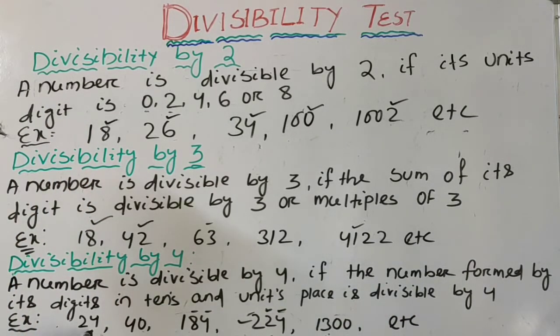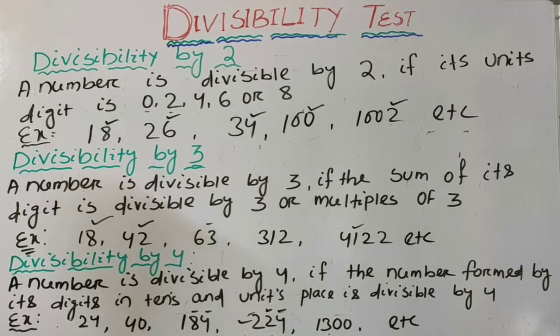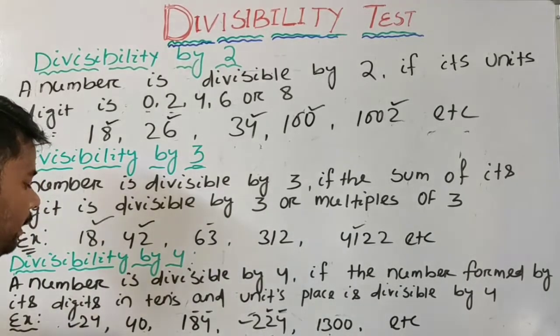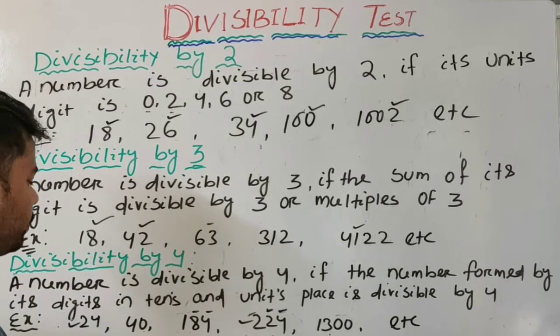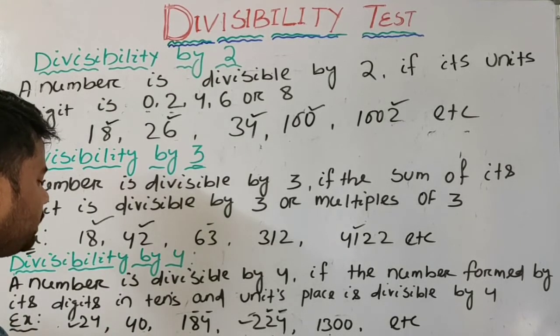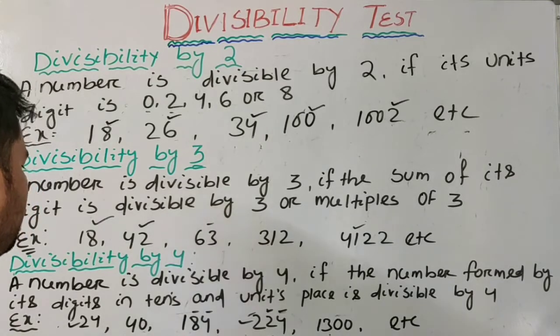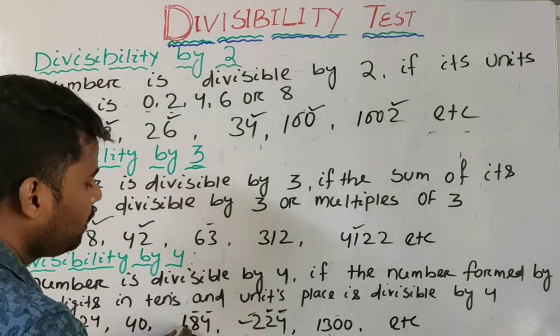Here 24, its unit digit is 4 and tens digit is 2. Number formed 24, and 24 is a multiple of 4 or divisible by 4. So this number is divisible by 4. Here 40, units digit is 0, tens digit is 4. Number formed 40, and this one is a multiple of 4 or divisible by 4. So this number is also divisible by 4.